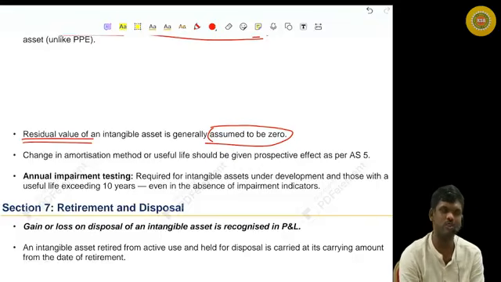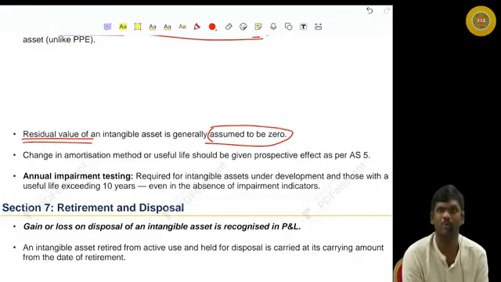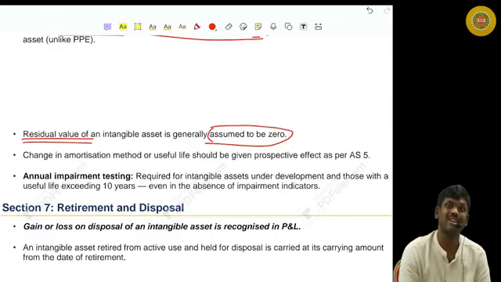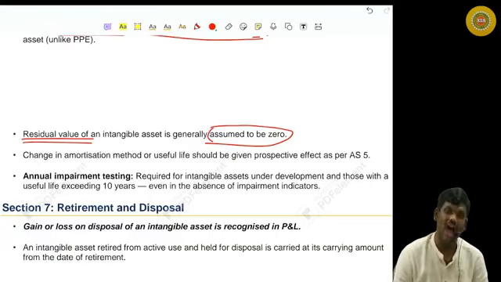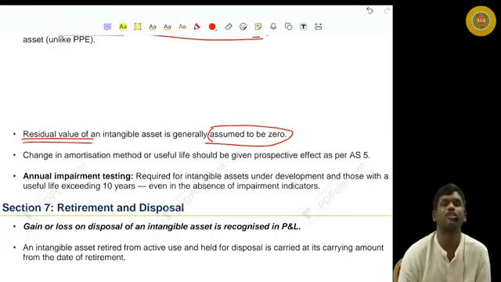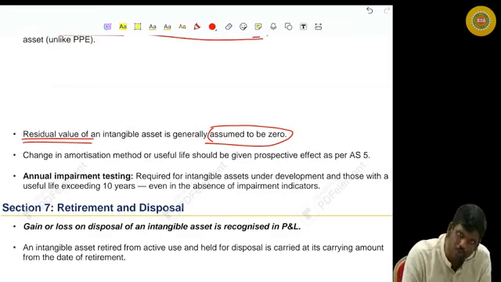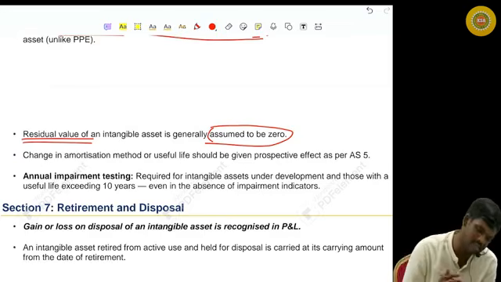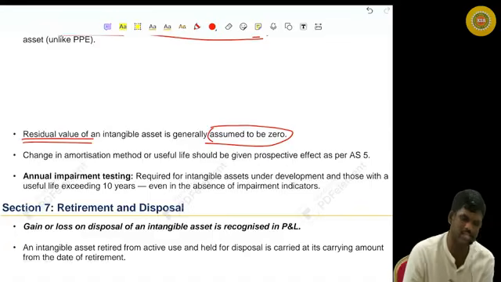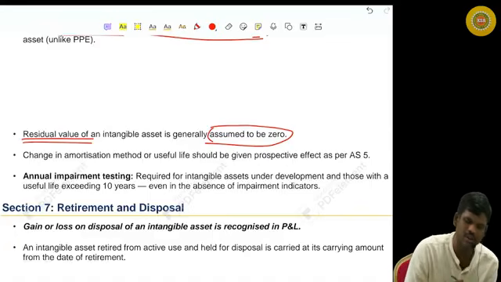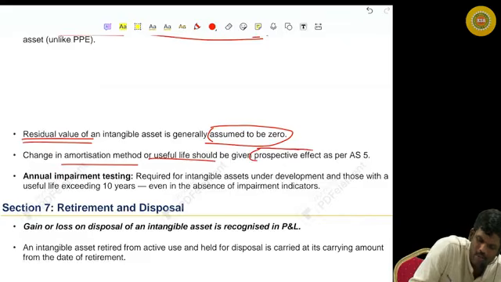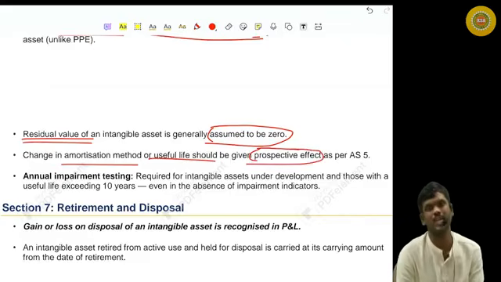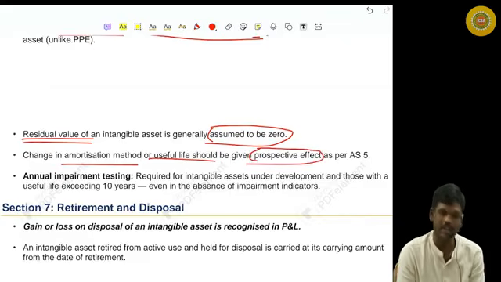Sir, can I take any residual value other than 0? You can take, provided you are able to prove that there is a market for this asset and that market will exist even at the end of useful life. If you are able to prove that, then you can take residual value, otherwise it cannot be taken. And in the same way, if there is any change in amortization method or any change in useful life, all these should only be given prospective effect, because these are changes in accounting estimates, not retrospective effect.